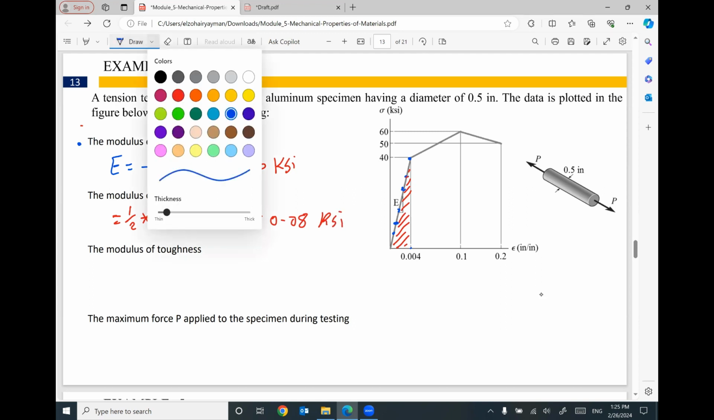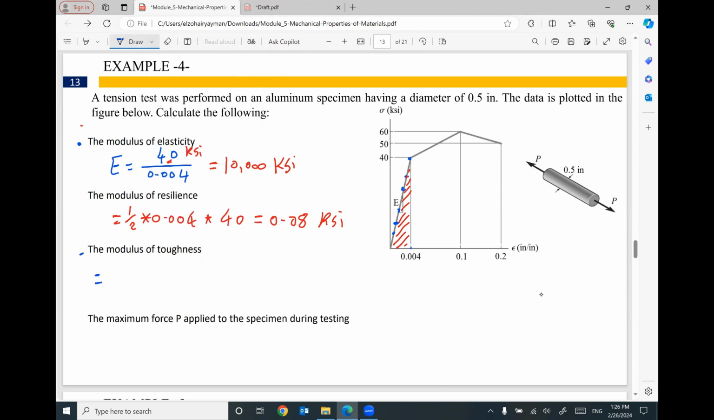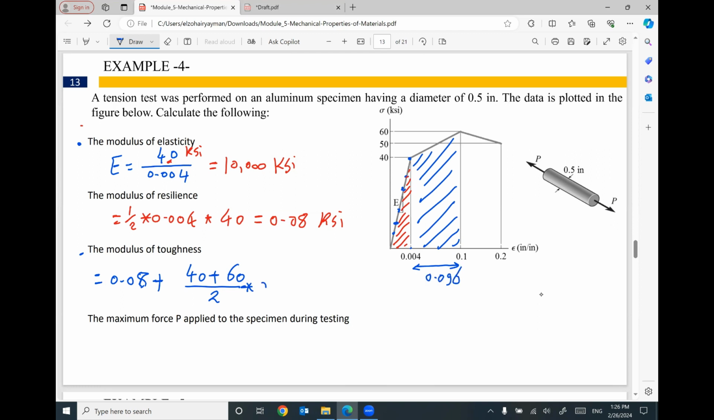What is the modulus of toughness? Modulus of toughness equals the total area under the curve. So besides the area of this triangle, we need to add the area of this trapezoid, which is 40 plus 60 divided by 2 times this range of strain, which is 0.1 minus 0.004. This range equals 0.096. This is the area of this trapezoid.